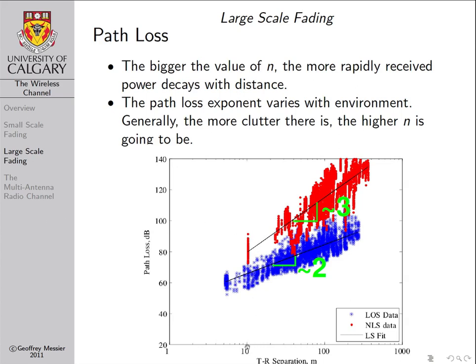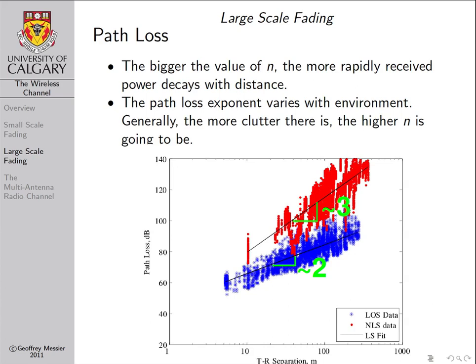And sure enough, we see that exact effect on this plot. So as we increase distance, if we go from 10 meters to 100 meters, we can see for the red data the attenuation gets much higher, much more quickly than it does for the blue data. As a result, we have a larger path loss exponent. The slope of the best fit line is equal to 3 in this case.